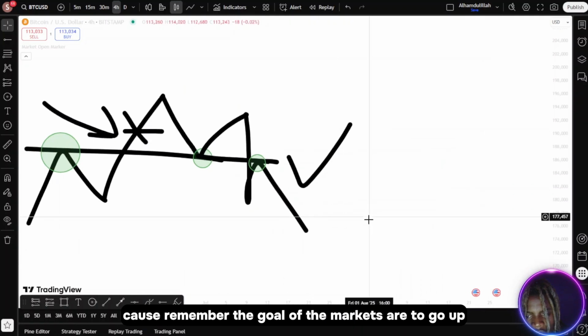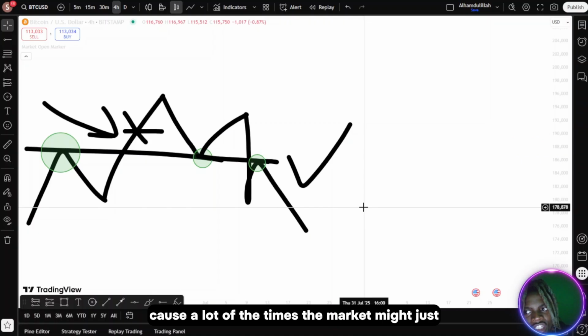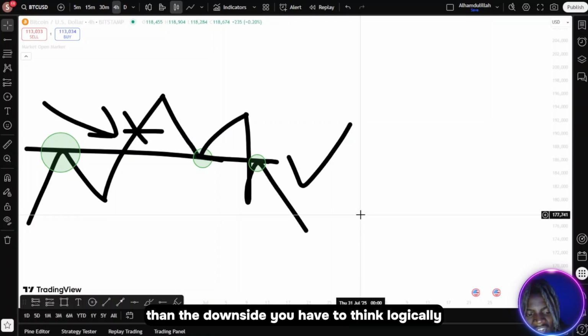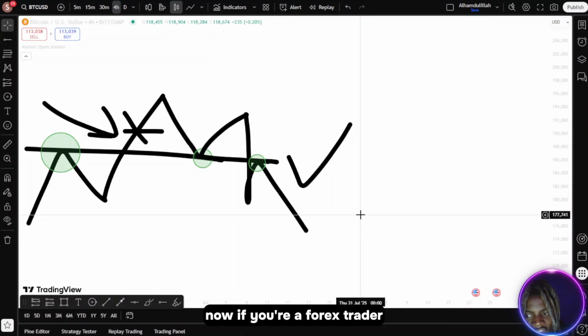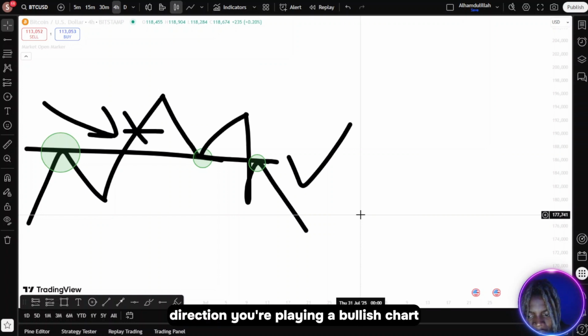Because remember, the goal of the markets is to go up. So if the short isn't clean, you don't force that. You're going to be a lot better off on the upside than the downside. You have to think logically. Now, if you're a Forex trader or commodities trader, where it's more sideways, that's a little different. But if you're a stocks and cryptos trader, think long-wise. The goal of these charts is to go in the upwards direction. You're playing a bullish chart pretty much the whole time, even in bear markets.